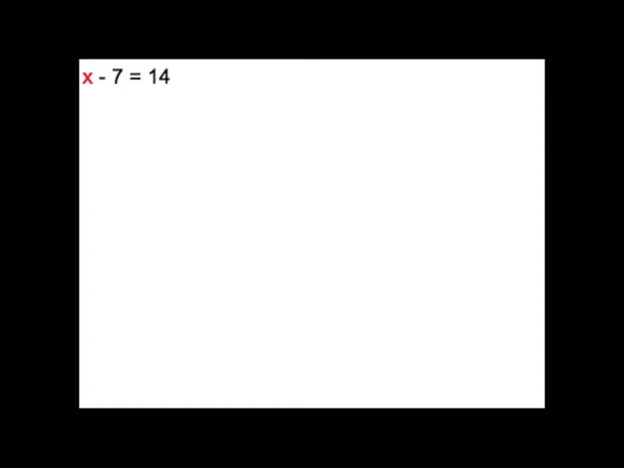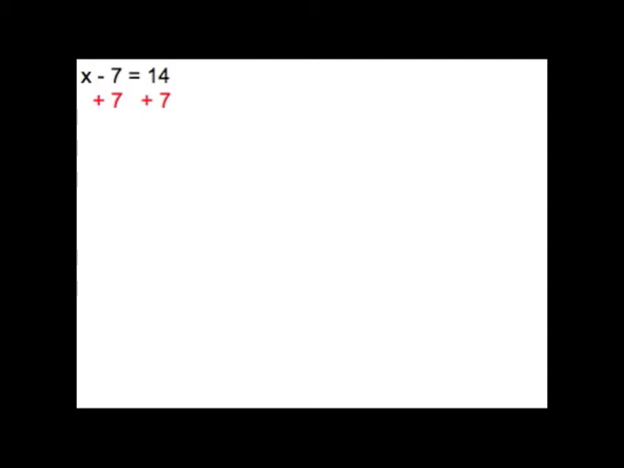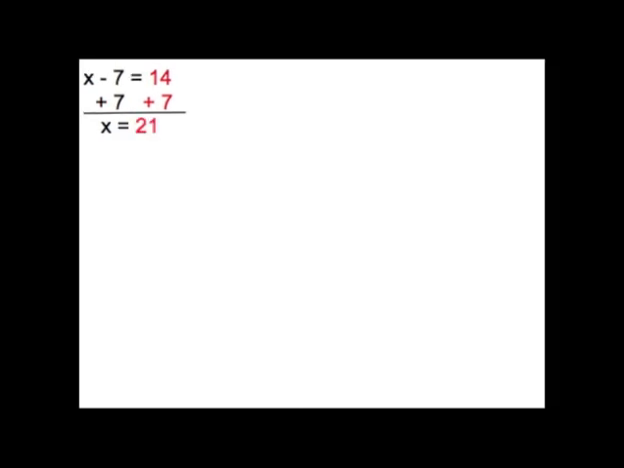So let's isolate x. To do so, we have to get rid of minus 7. We will use the inverse operation of subtraction, which is addition, and add 7. Remember, if we do one thing to one side of an equation, we have to do the same thing to the other side. Let's simplify the left side of the equation. The minus 7 and the plus 7 will cancel one another out, leaving x plus 0. We know that x plus 0 is x. Now simplifying the right side, we do 14 plus 7, which is 21.